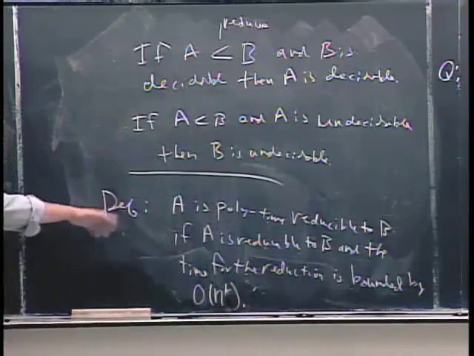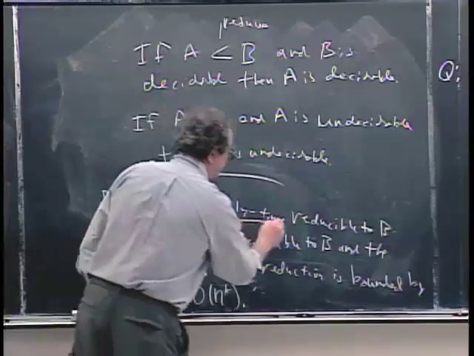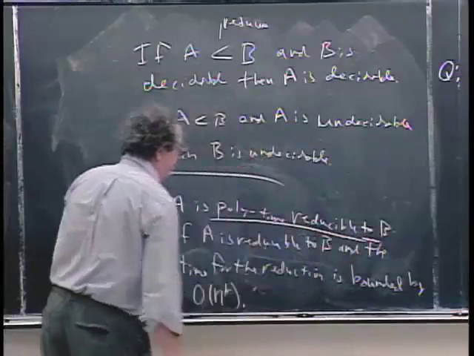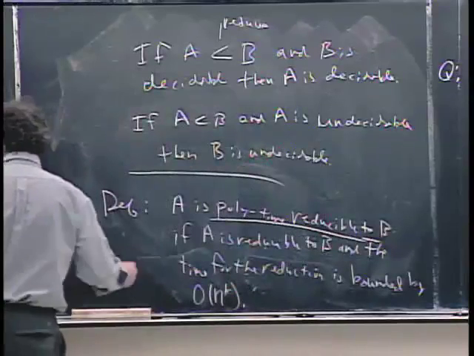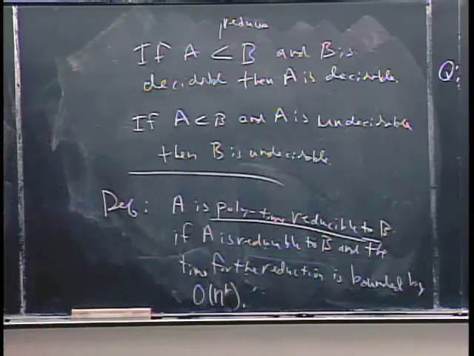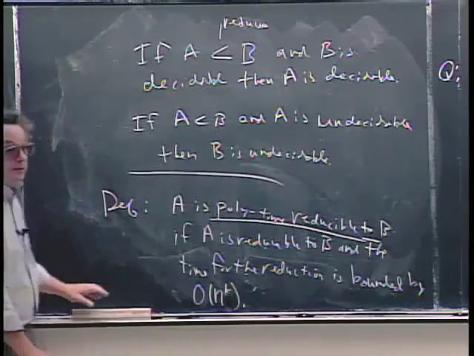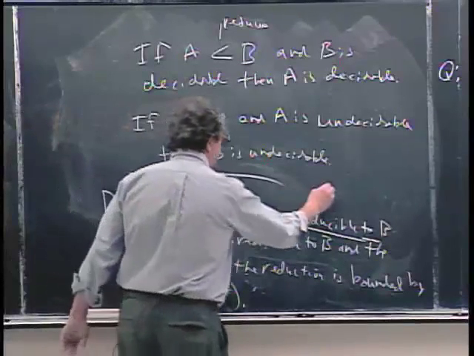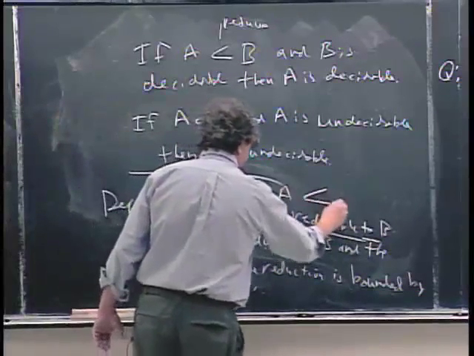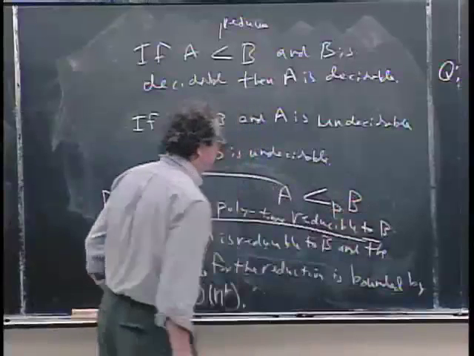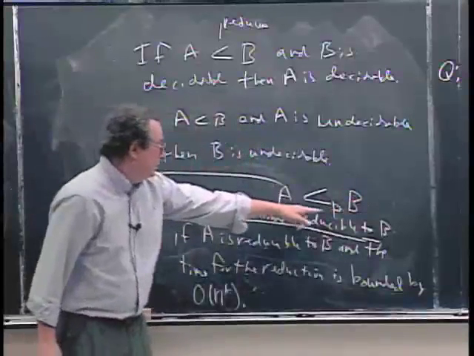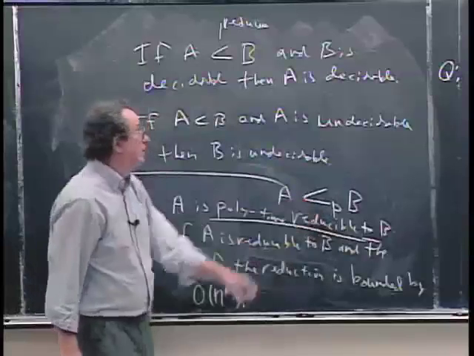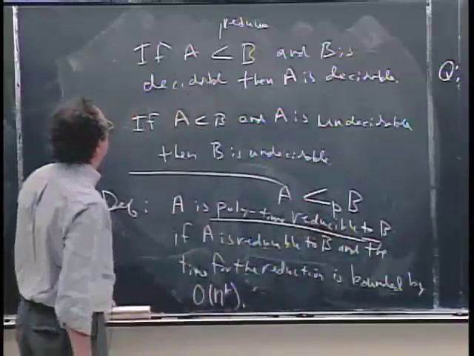So this definition is just defining really what it means to be polynomial time reducible. It means this picture. And the way that's written is A is polytime reducible to B. We put a little p here. All right? So now I can modify some of these.